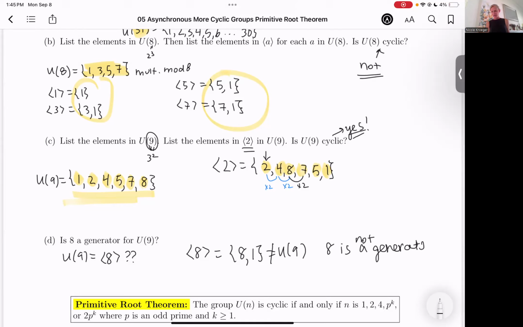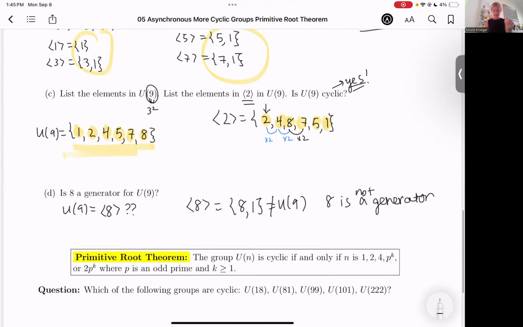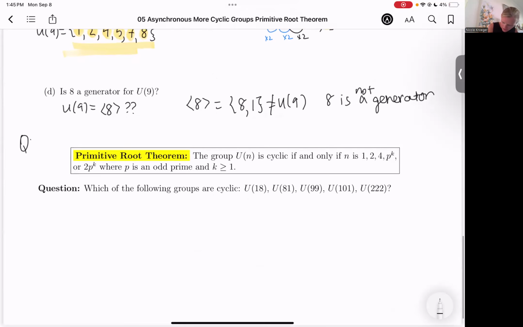Okay. So the big question that we have is, when will UN be cyclic? And that's what the primitive root theorem tells me. So the primitive root theorem, we're not going to be able to prove. It involves some interesting number theory that we don't really have the skills to do right now, but it's okay. We're just going to take this as a fact.